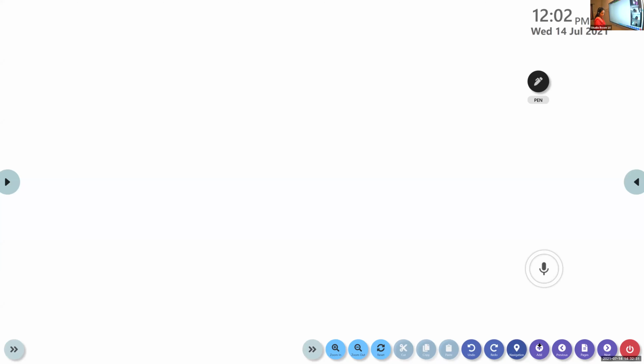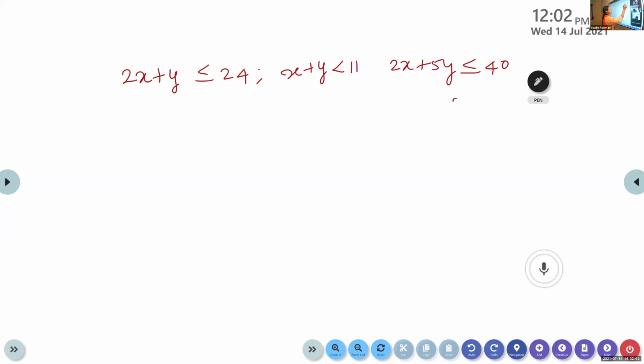Look at the question. Solve graphically. The question is given like this: 2x plus y is less than or equal to 24, x plus y is less than 11, 2x plus 5y is less than or equal to 40, x greater than 0, y greater than or equal to 0. This is the question given.